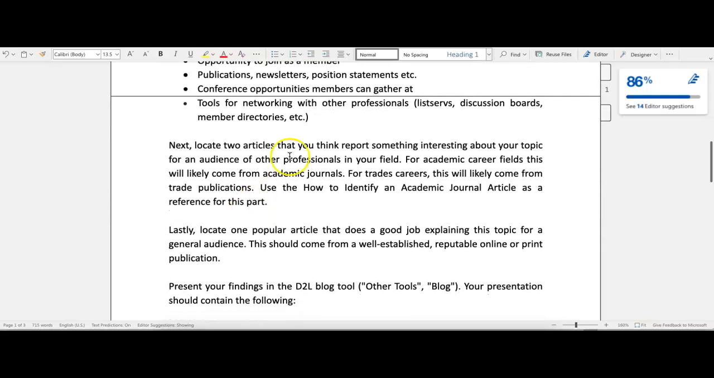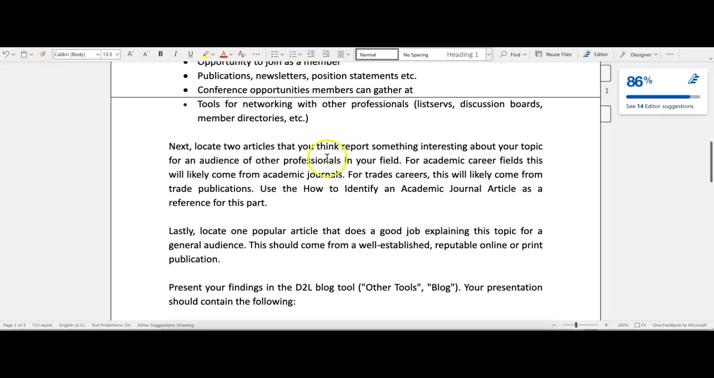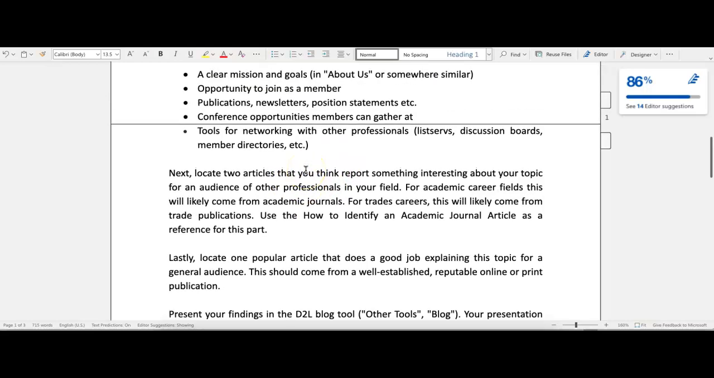Next, locate 2 articles that you think represent something interesting about your topic for an audience of other professionals. So you're going to identify a topic in your field of study that you want to explain a little bit further and explore a little bit further. So what are people in your professional field of study talking about, researching, trying to find answers to? What are they discussing right now that involves using research?